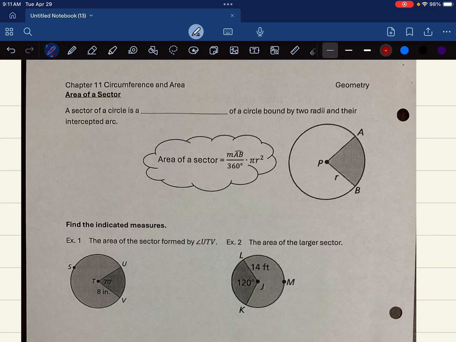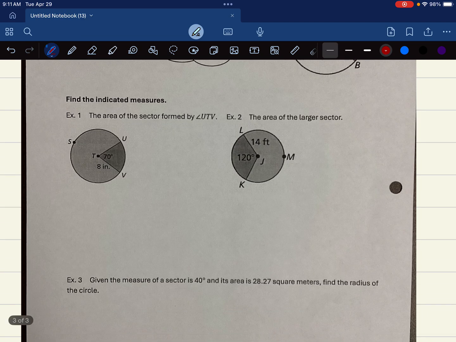Okay, all right, let's talk about area of sectors. Similar to yesterday, a sector of a circle is just a region of the circle bound by 2 radii and their intercepted arc, which is this part out here, okay? Now, it's almost exactly like yesterday. We take the measure of that arc, divide it by 360, but instead of multiplying by the circumference formula, we multiply by the area formula. Otherwise, it's exactly the same. The area of a sector is just a fraction of the whole entire area.